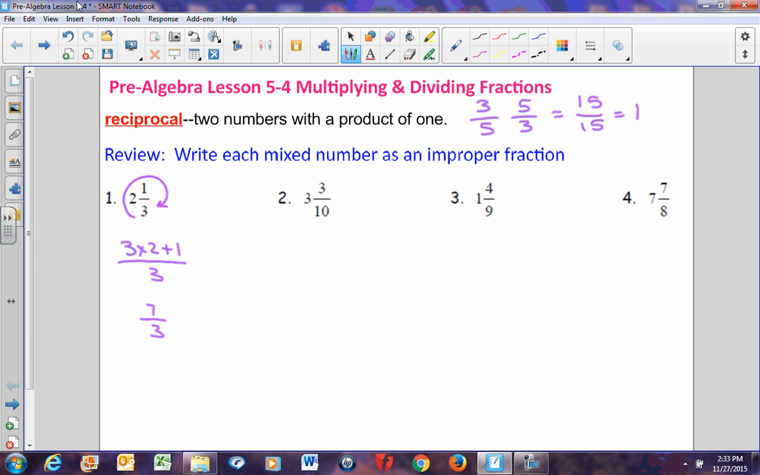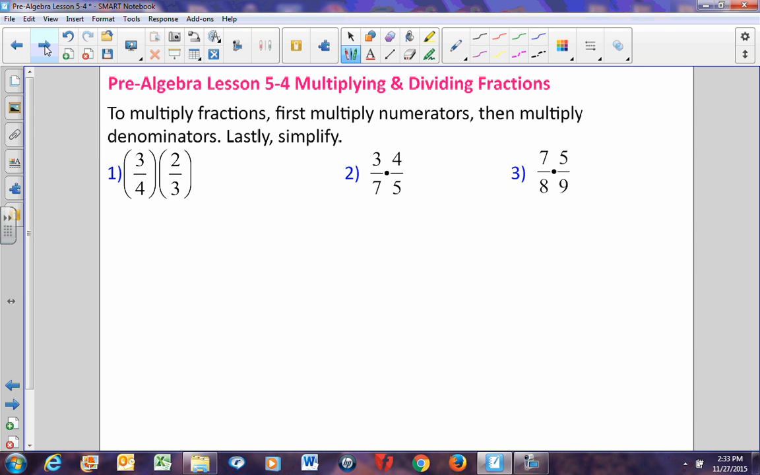3 and 3/10, 10 times 3 is 30, plus 3 is 33, so 33/10. 9 times 1 is 9, 9 plus 4 is 13, so 13/9. 7 and 7/8, 8 times 7 is 56, 56 plus 7 is 63, so this is 63 over 8. That's just a review, because when we deal with multiplying and dividing fractions, we may need to change our mixed numbers into improper fractions before we can do anything.